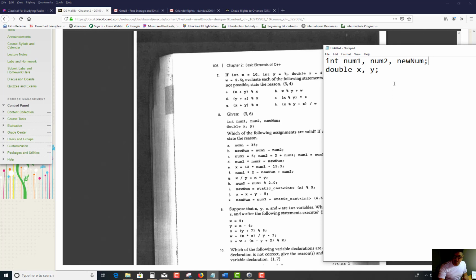This is the same thing as doing int num1, semicolon, int num2, semicolon, int new num. This is all the same way. These 3 lines equal this line, separated by commas. So what's the difference? Well, in your chapter 2 reading, you recall that the integer variable is 4 bytes. This is 4 bytes. This is 4 bytes. Doubles are 8 bytes, 8 bytes.